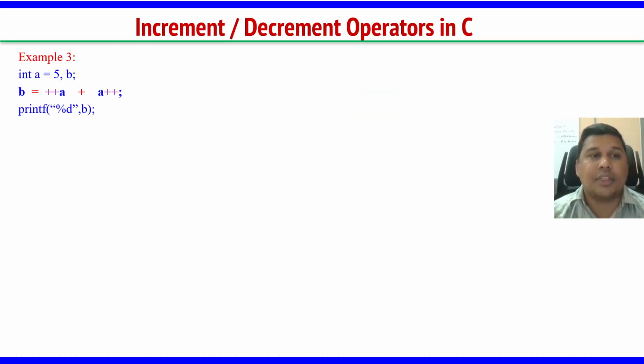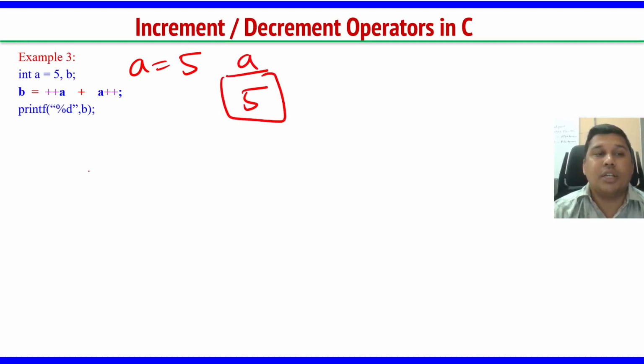Let us see another problem, example 3, a slight variation of this. So here we have a, again the same, a is 5. So in memory, I will have the value of a as 5. Then the expression is b equal to plus plus a plus a plus plus. Okay, right.